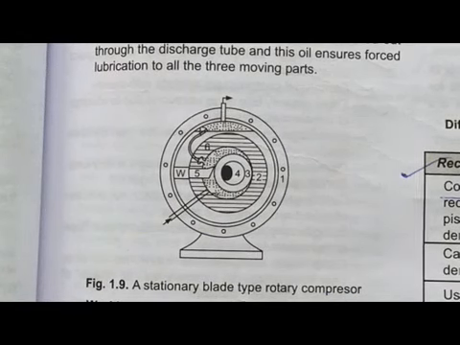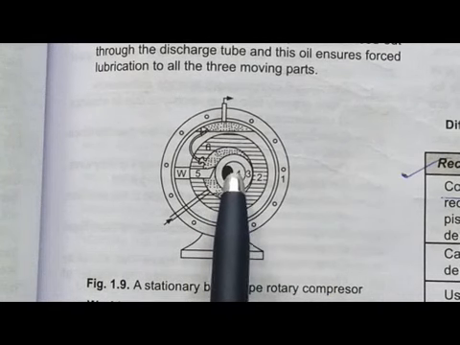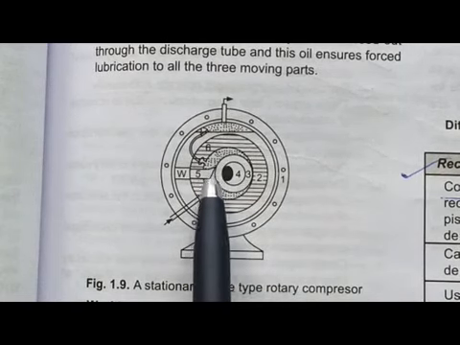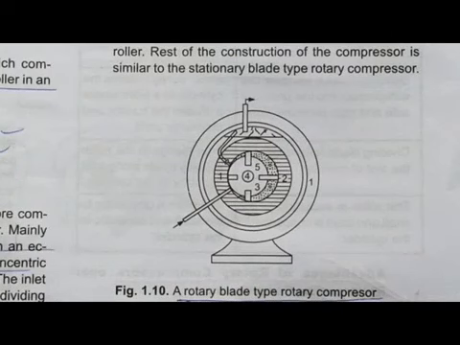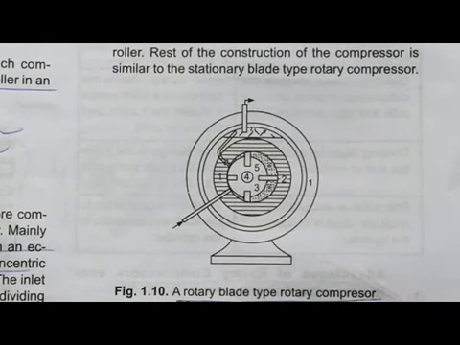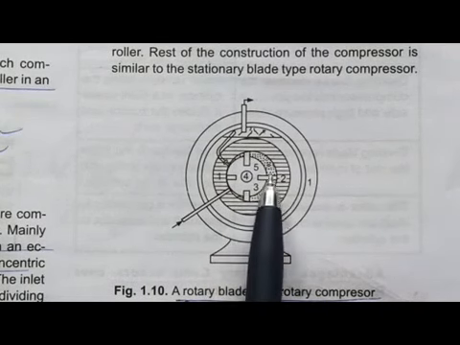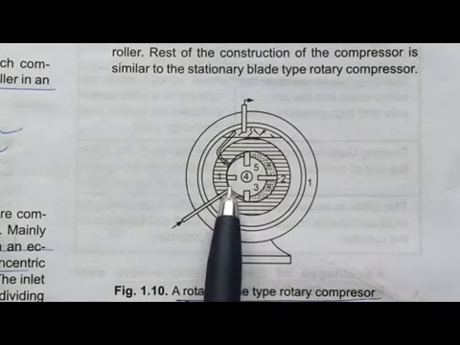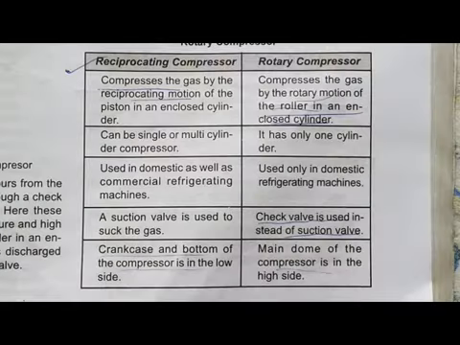This is a stationary blade type rotary compressor, where this is a roller and it is in an eccentric arrangement, and it is rotating like this. This roller is rotating like this and compressing the gases. In the rotary blade type rotary compressor, the cylinder is concentric, and the inside part of the compressing area is divided by 4 blades. This is 1 2 3 4, so this is the only difference, and everything else is almost the same.